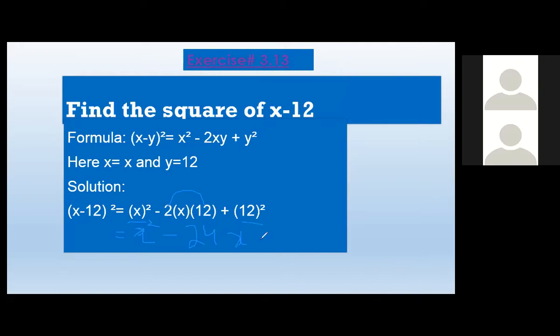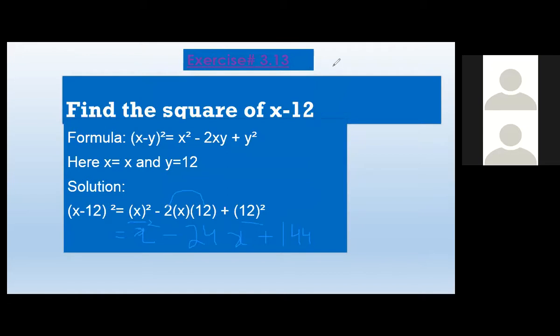Minus 12 square. Okay, 12 square means, answer quickly, beta. 12 12s are? 12 into 12 is 144. Okay? 12 into 12 is 144.